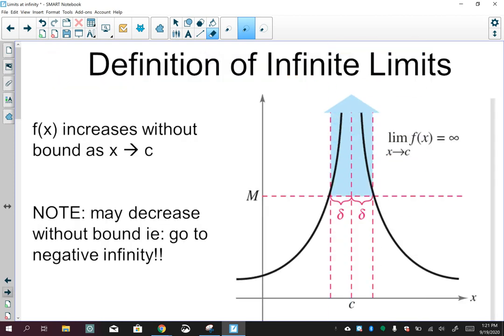So f of x increases without bound as x approaches c. So this is pretty much like the visual of what I was just talking about. As we're approaching it, it's going up, up, up. It's never going to touch c, but we get closer and closer, so it's constantly changing. And so we don't have a consistent or a pattern type y value. It goes 10, 100, 1,000, 10,000, so on and so on, and it'll never stop.